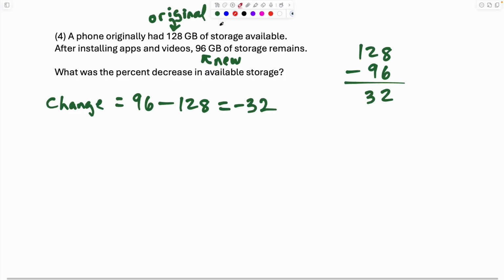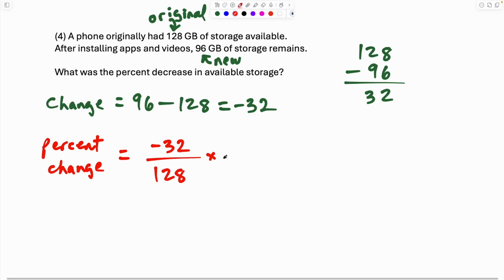But now to find the percent change. So I'll say percent change. This is equal to the change, which is negative 32, over the original amount, which is 128, and then we multiply this by 100%. Now from here, what I want to do with this fraction is, on the side, start reducing it.